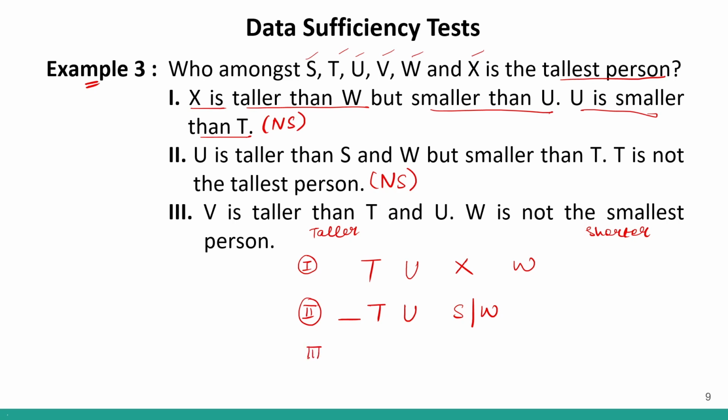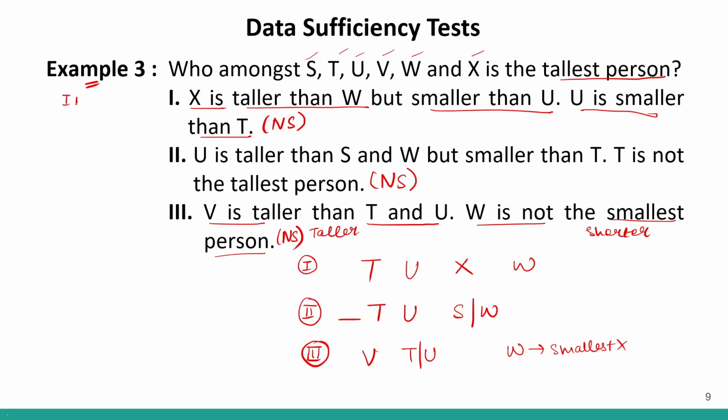Now looking at statement number 3. Statement 3 says that V is taller than T and U, but which comes first we don't know. And W is not the smallest person. So this much information we know from 3. This information also does not give us the answer of who is the tallest. Therefore, statement 3 alone is also not sufficient.